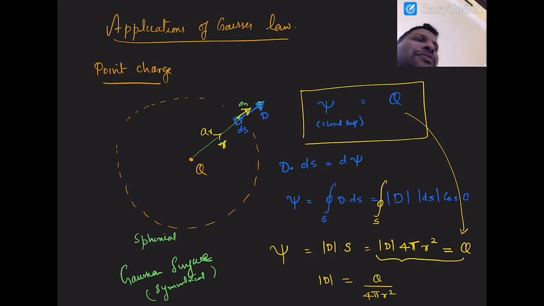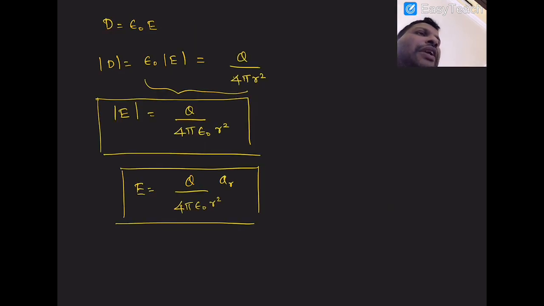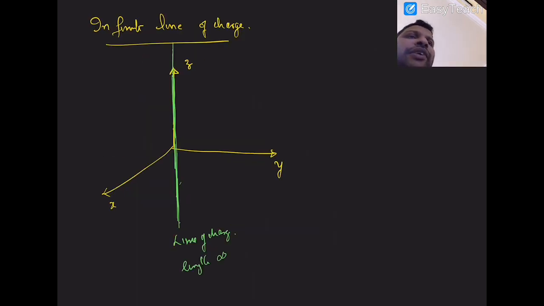Similarly, we have to use a symmetrical surface, otherwise there won't be that much use for Gauss's law. Then only you can calculate the electric field intensity or the electric flux density very easily. Now what is the possible symmetrical surface in this case? The simplest case is that you can consider a surface which is a cylinder.